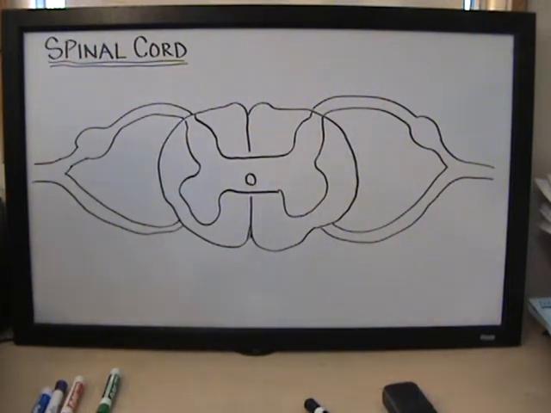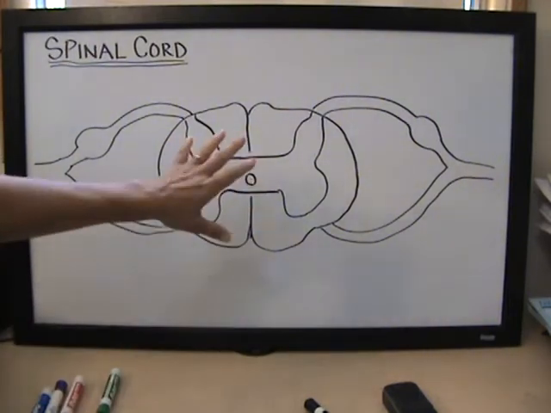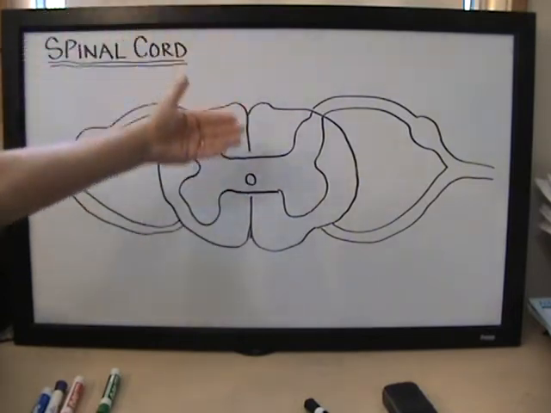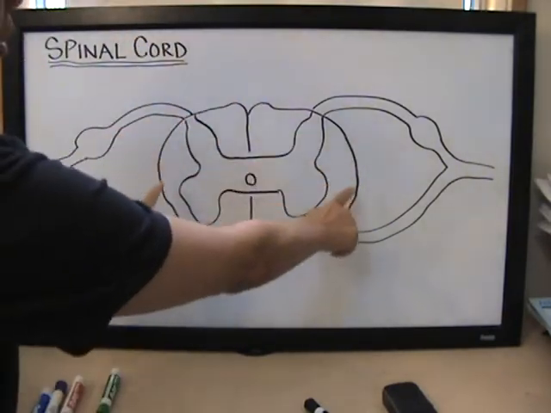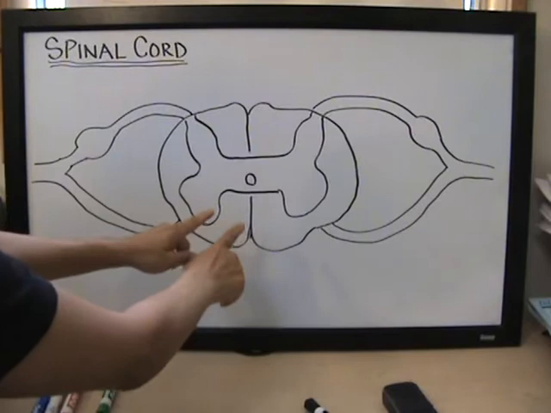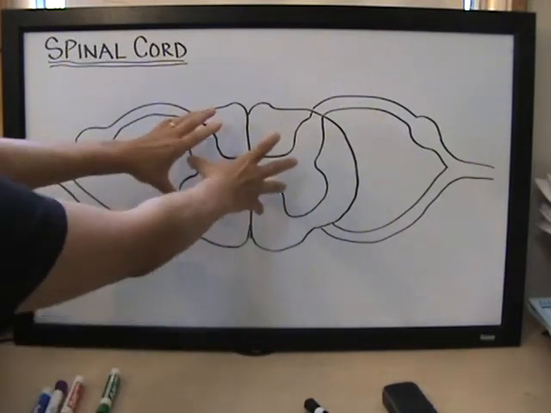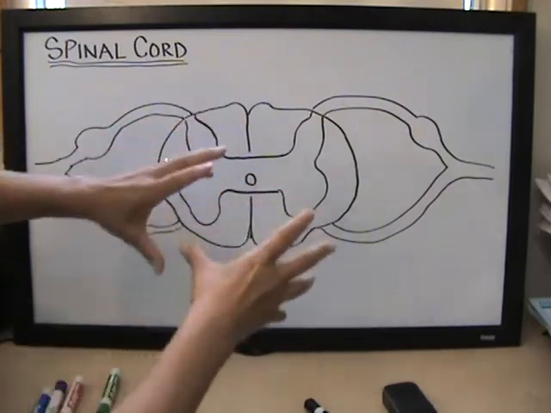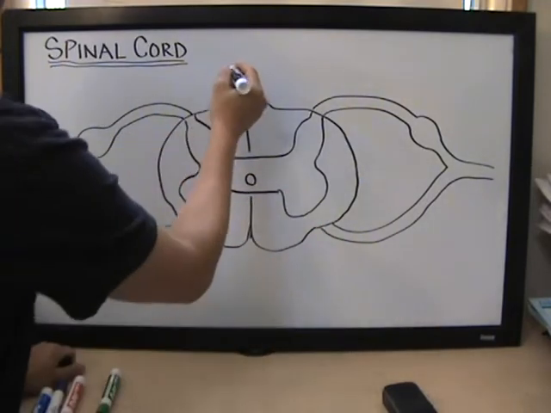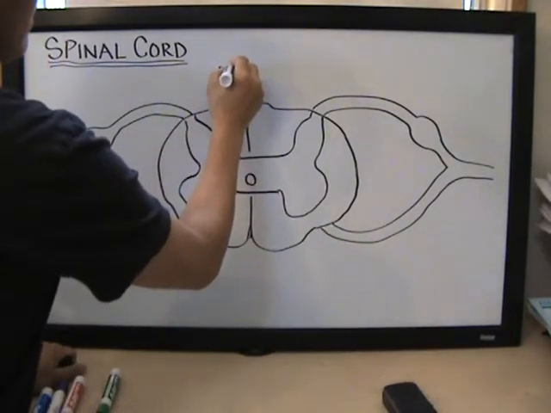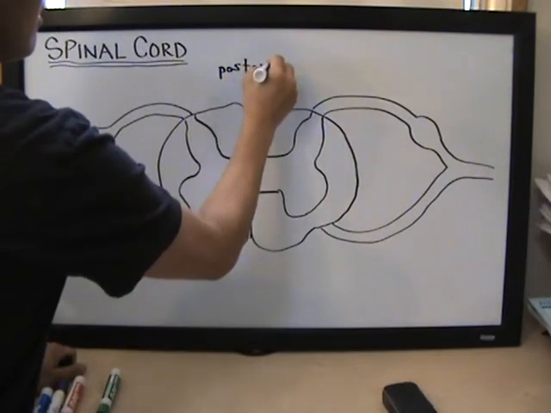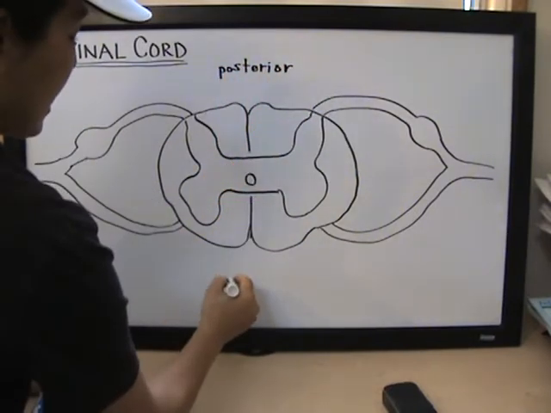Today we're going to talk about the spinal cord. If you look at this picture, this is a cross section of the spinal cord. If I was in this picture, my body would be coming out this way. This is the posterior, and this is the anterior.